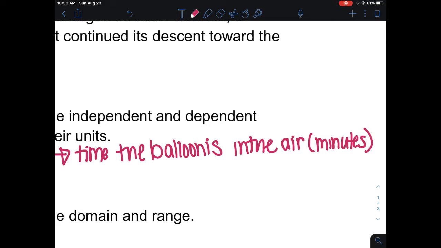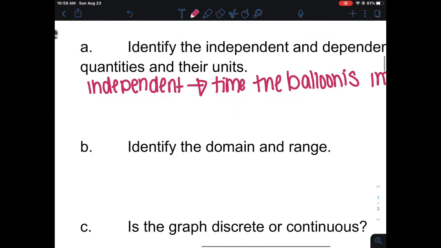So if you only wrote time for this question, I marked off some serious points, because time of what? Time that you spent sleeping in hours, time it takes an ant to walk across the room in days, time it takes you to snap your finger in seconds. You need to be specific when you're explaining these quantities and their units. You had to include minutes for sure. So time the balloon is in the air in minutes is the complete answer that I'm looking for.